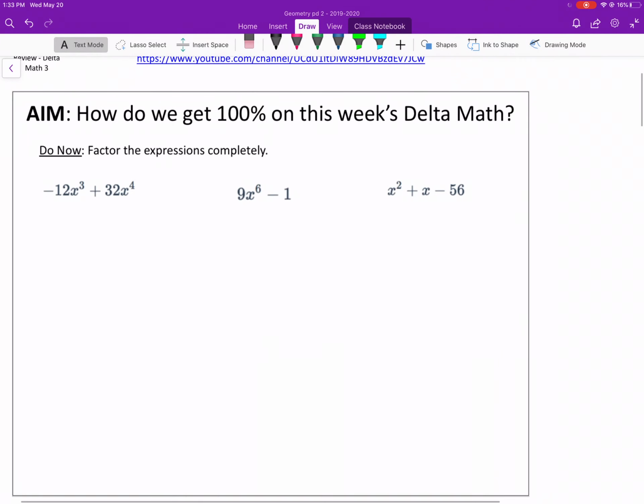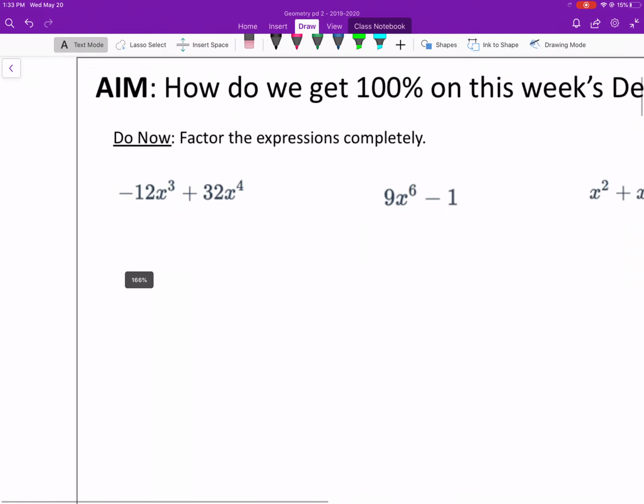Our aim, you can see, is how do we get 100% on this week's Delta Math. Remember, your Delta Math is due tomorrow at 8 o'clock, and in addition, your final project or your final exam, whatever you want to call it, will also be on Delta Math with very, very similar topics, some of the same topics, so the time to master them is now.